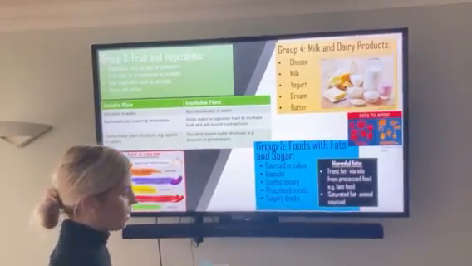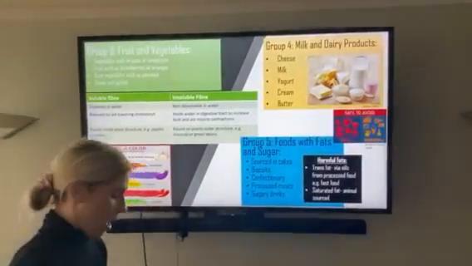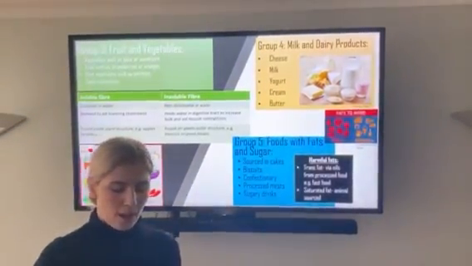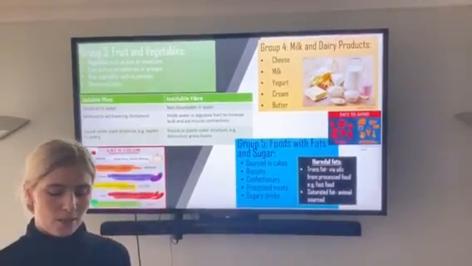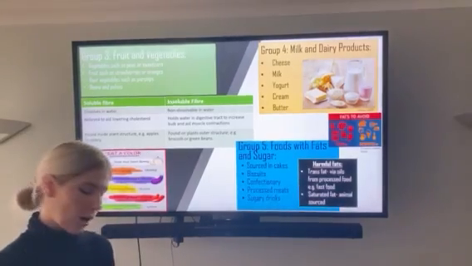So group number 4 is found in dairy products such as cheese, milk, yoghurt, cream and butter. 2 to 3 servings of the lower fat group 4 products are recommended per day due to their high calcium content. Calcium is vital for bones and muscle contraction.